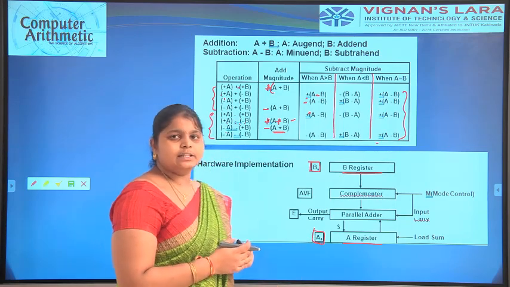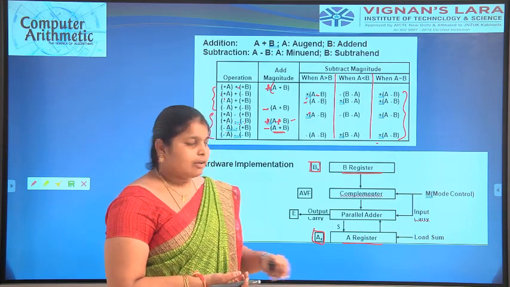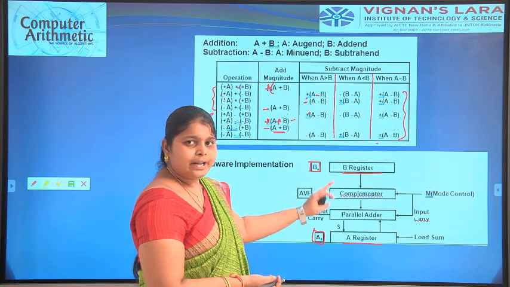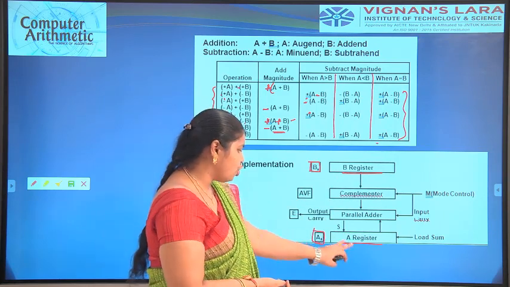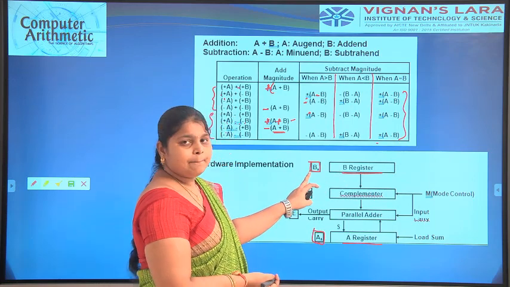What is a register? A register means storage of information with a small amount of data. Okay, A is one register and B is a register. Both are used for storage purposes. The A register stores the data as AS and the B register stores the data as BS.